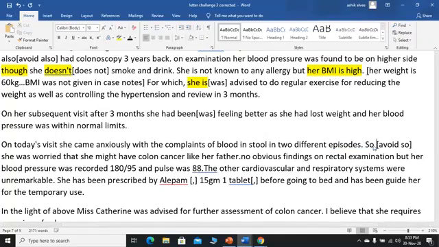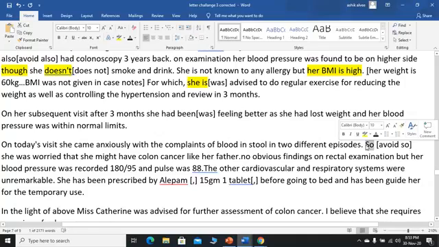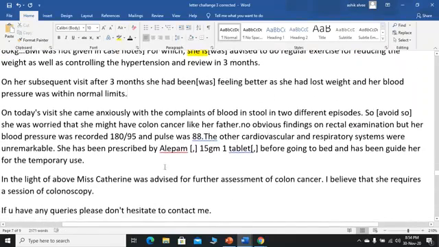She was worried that she might have colon cancer like her father. Avoid the word so. This is informal. Avoid the word so. One minute, guys. Okay, avoid the word so. Otherwise the paragraph is okay.